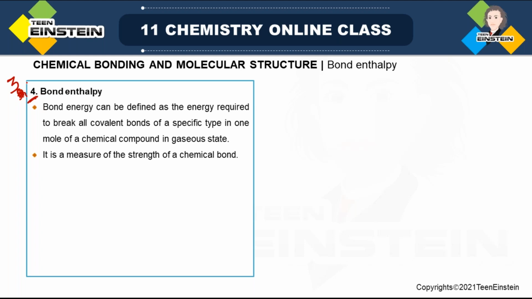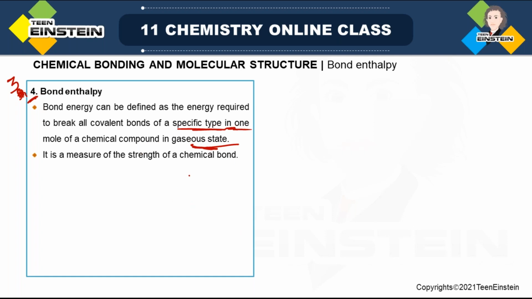It can be defined as the energy required to break all covalent bonds of a specific type. That means you cannot consider just any bonds. It must be a bond of specific type. By specific type, I am trying to say, suppose carbon hydrogen bond or oxygen hydrogen bond, like this. You cannot consider one CH bond or one OH bond. No, that is not correct. You have to consider a particular type of bond in 1 mole of a chemical compound, and it must be in gaseous state. So all these factors you have to keep in mind when we are defining it.